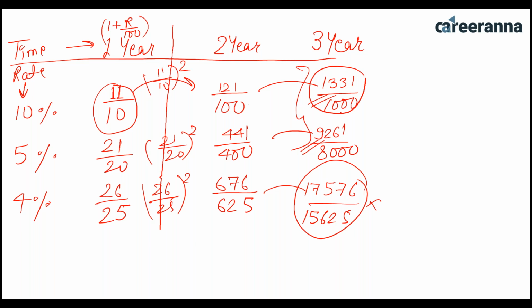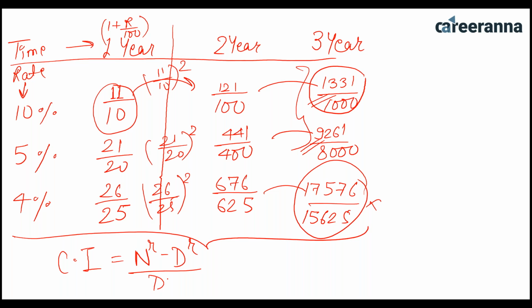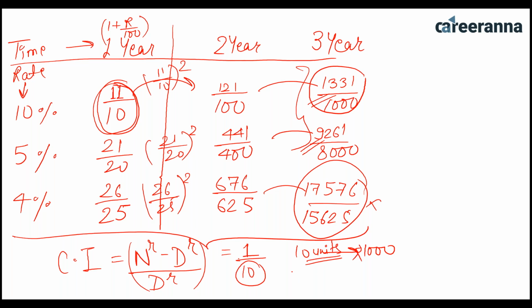So we'll be getting this value, 1331 upon 1000. Now how do you go for the compound interest? You'll get the compound interest if you subtract the denominator from the numerator, divided by the denominator. Remember this. Now for example, for this case, 11 upon 10, what will be the percentage value, or what will be the compound interest? 1 out of 10. That means if 10 units is 1000 rupee, I need to calculate 1 unit. 1 unit will be what? 100 rupee.